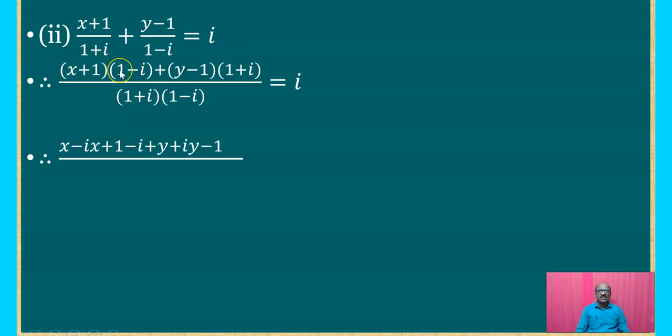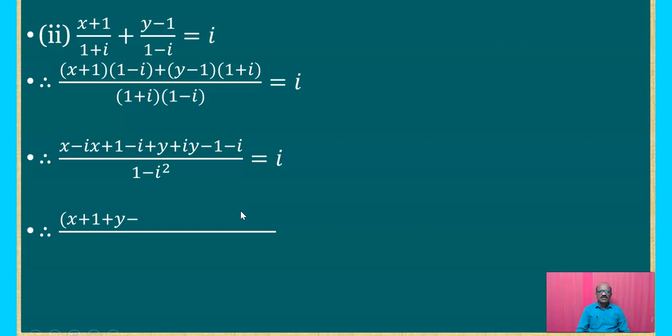Multiplication. That is 1 into x is x, 1 into minus i is minus ix. 1 into 1 is 1, 1 into minus i is minus i. y into 1 is y, y into i is yi. Minus 1 into 1 is minus 1, minus 1 into i is minus i. Normal simplification, (1 plus i) into (1 minus i) is 1 minus i square, that is equal to i.